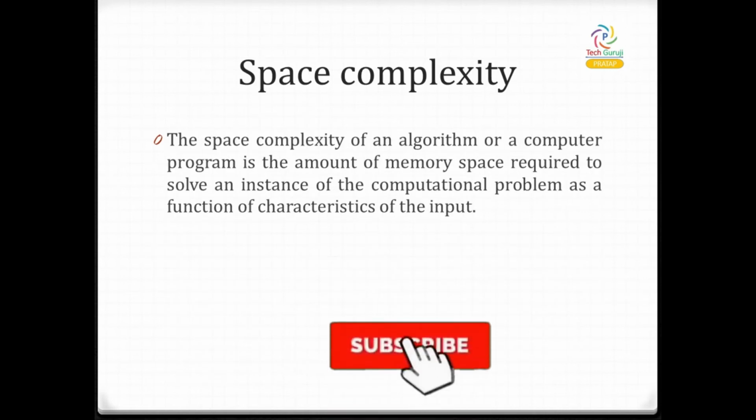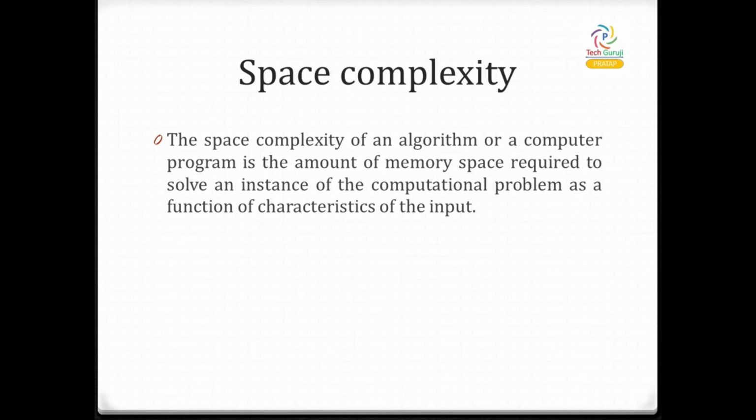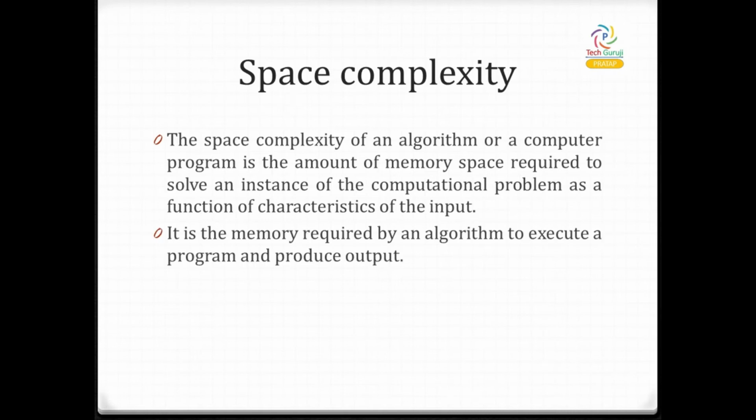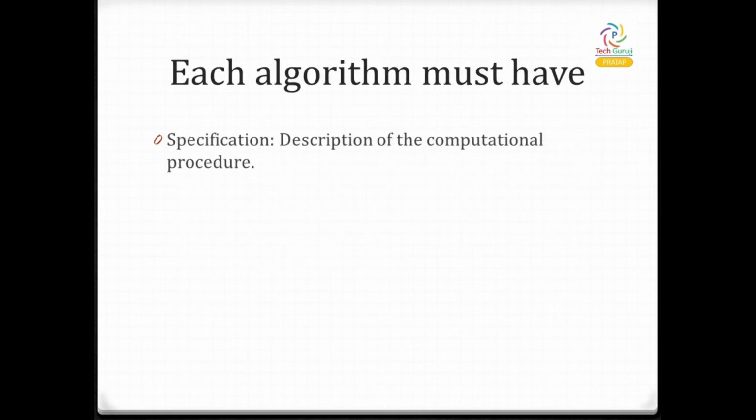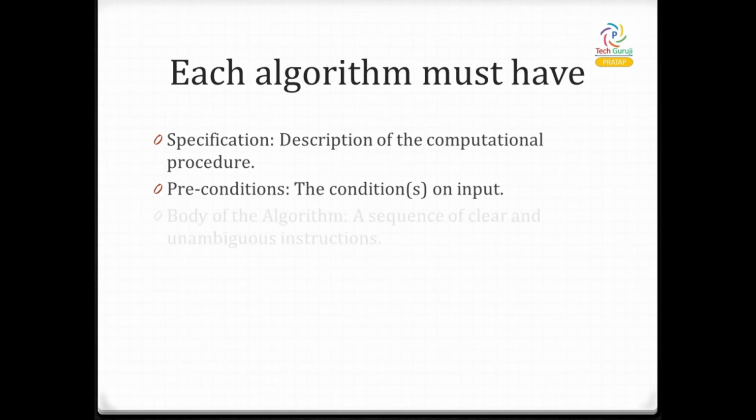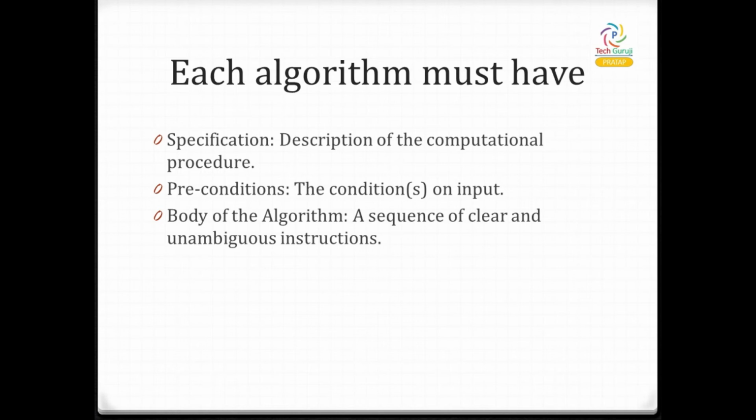Second is the space complexity. The space complexity of an algorithm or a computer program is the amount of memory space required to solve an instance of the computational problem as a function of characteristics of the input. It is the memory required by an algorithm to execute a program and produce output. Each algorithm must have a specification, that is, the description of the computational procedure. Second, a precondition, the conditions on input. Body of the algorithm, a sequence of clear and unambiguous instructions. Post condition, the conditions on output.